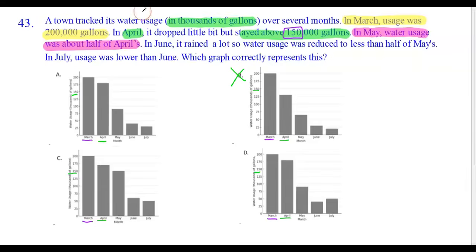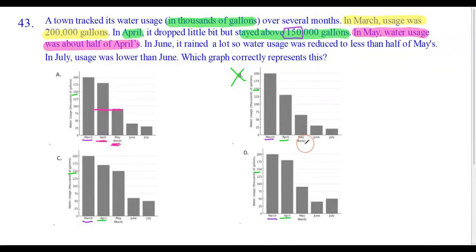So let's go ahead and look at April and May. Here's May. Here's April. So I'm looking at these two months. May is half of April. You can see just visually that May is half the size of April. You can just see that visually. So I'm going to keep A.